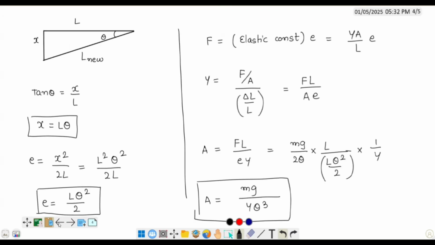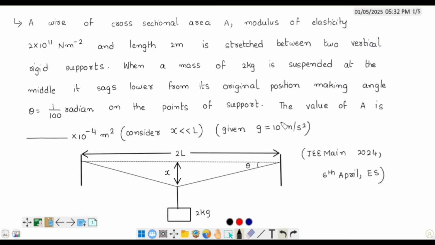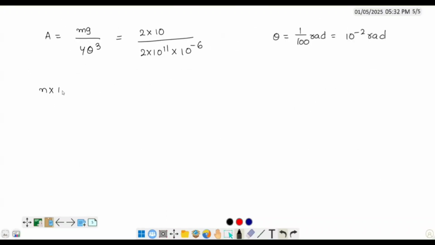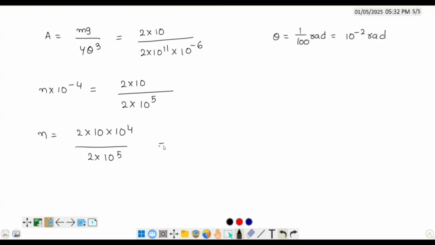And the answer, if you look at the question, is given in terms of n into 10 power minus 4. We have to find the value of n. So n into 10 power minus 4 equals 2 into 10 divided by 2 into 10 power, I think it is 5. So we'll get n equals 2 into 10 power 10 into 10 power 4 by 2 into 10 power 5, which is nothing but 1. So the value that we are looking for is n equals 1.